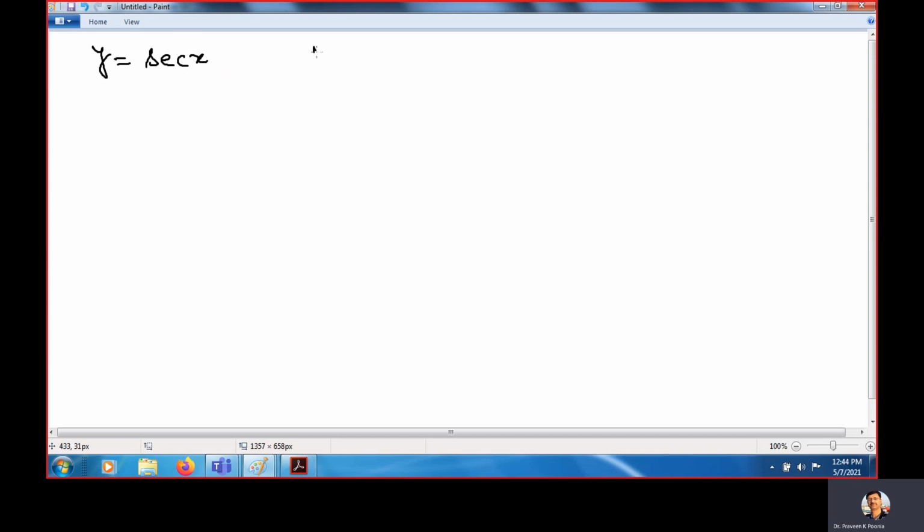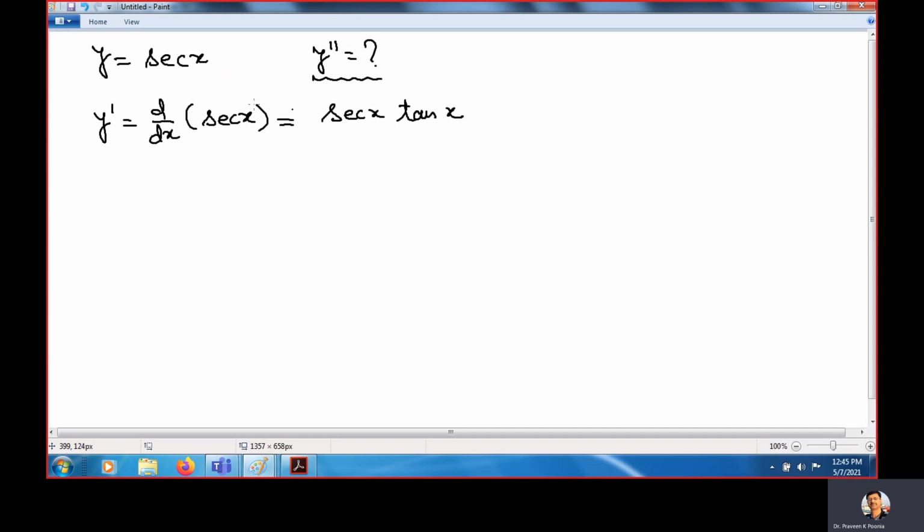So what we need to find? Y double dash we need to find. So y double dash means y dash equals d by dx sec x. And the derivative of sec x is sec x tan x.